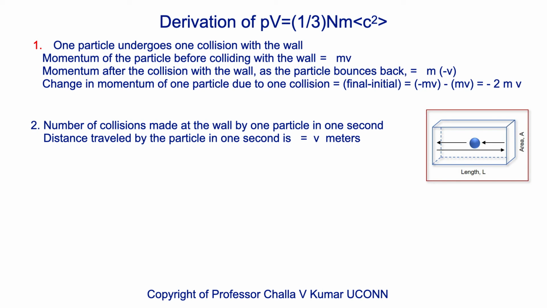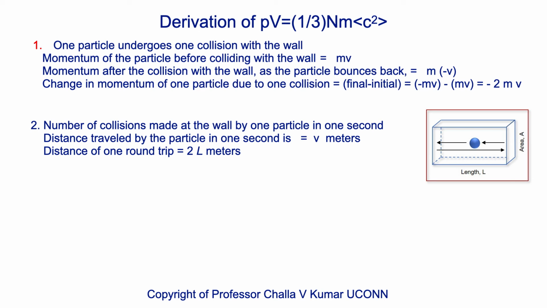So if you sum the distance of all the 3 arrows above, that will be equal to 2L. So in 1 second, the particle is traveling v meters, and we have a round trip distance of 2L meters. Therefore, how many collisions does the particle make in 1 second on the right wall? You simply divide v meters by 2L, right?